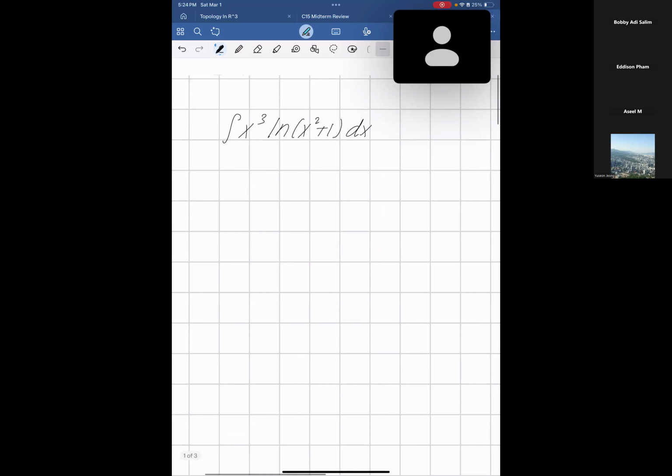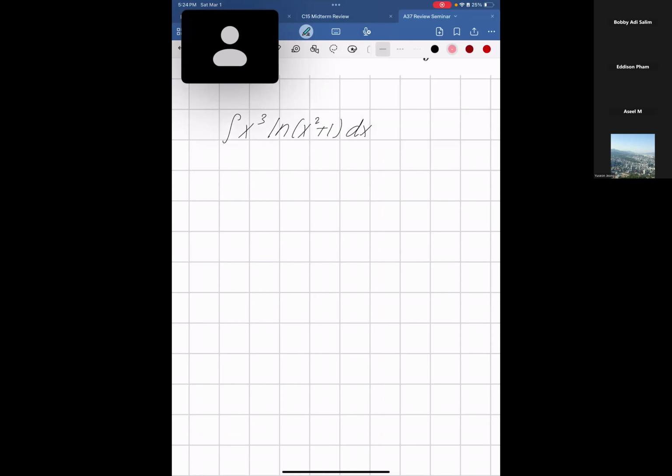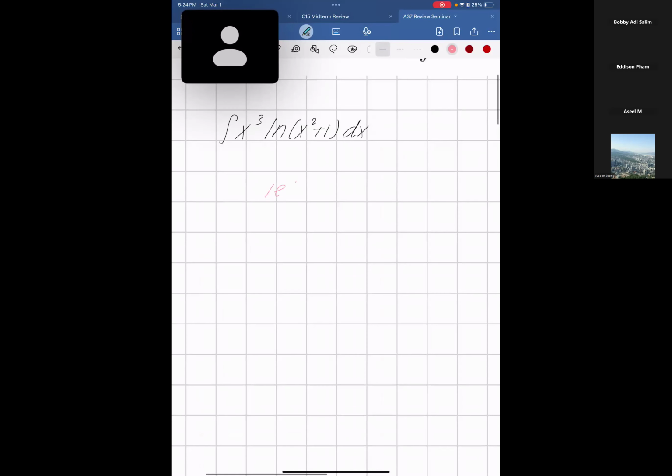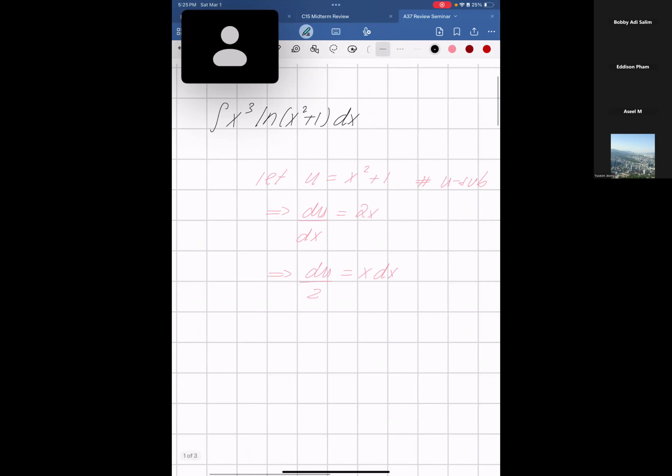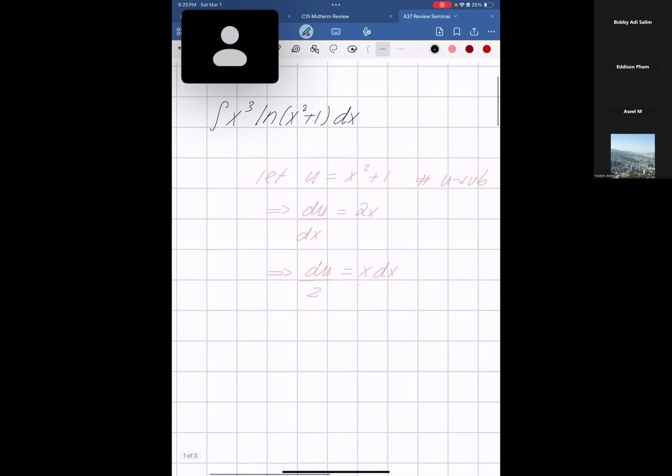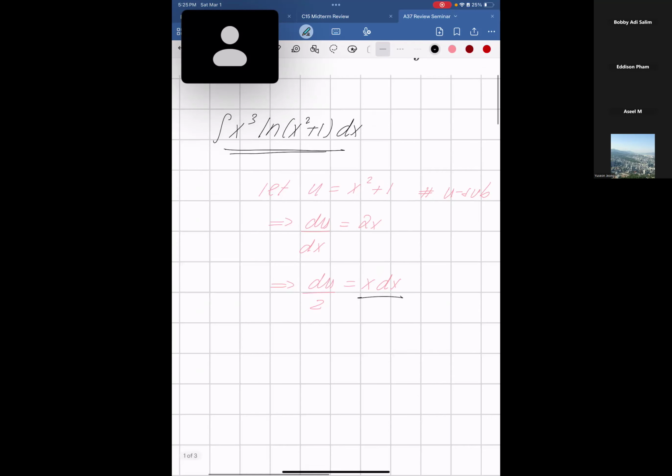So let me get a different color. Let u equal x squared plus 1, and then this implies du over dx is 2x. Which implies du over 2 is x dx. Okay, this is u sub. And then, where exactly does x dx show up in this integral so that we can substitute du over 2?